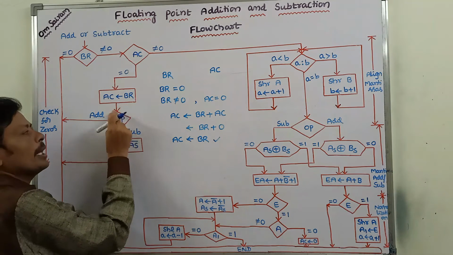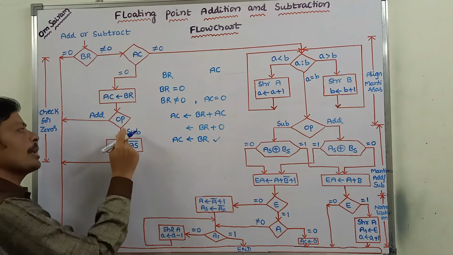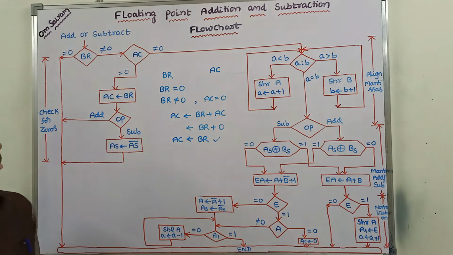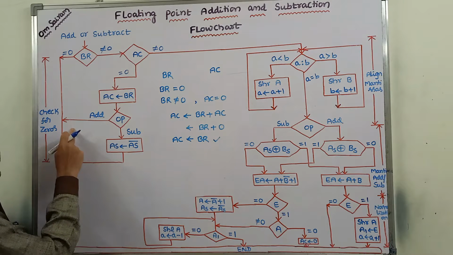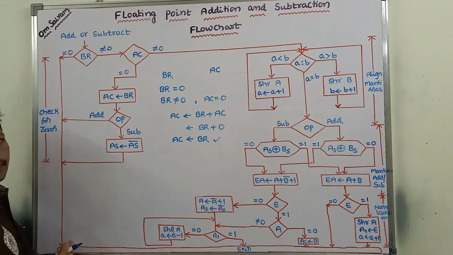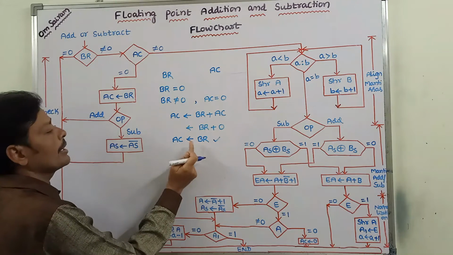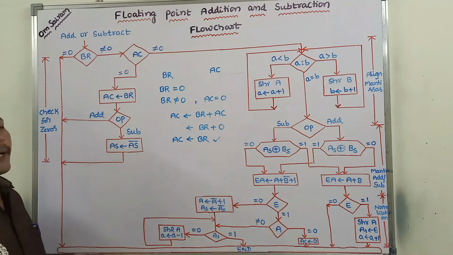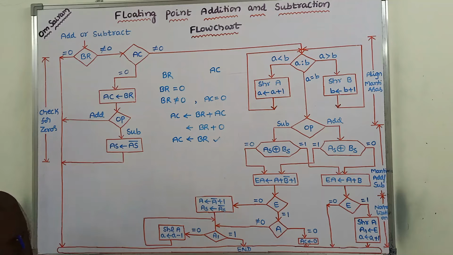After that, we have to check what operation we have to perform, either addition or subtraction. Suppose we want to perform the addition operation, then nothing more needs to be done. Whatever the value present in the BR register is transferred to the AC register when we are performing the addition operation.